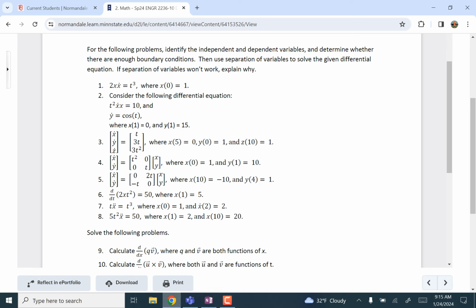And then the other one was particle kinematics, number 8, right? Yeah.